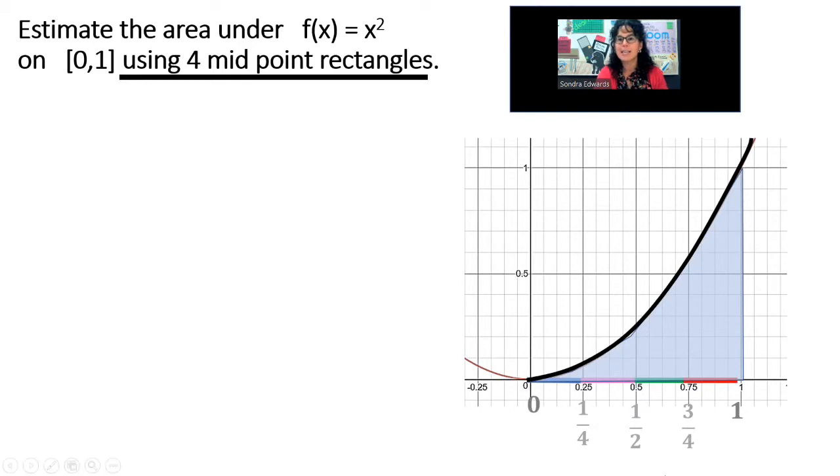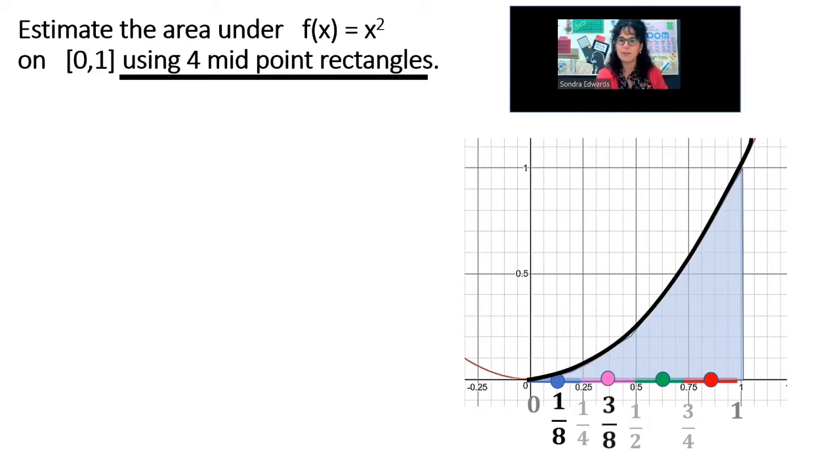Okay, but we've got to get the middle of each one of these pieces to substitute in to generate the height. If you want to find the middle of 2 numbers, just remember that you add them together and then divide by 2. Most of you can look at this and say, oh, it's 1/8. But again, if your numbers are a little bit more challenging, remember you can go 0 plus a fourth divided by 2, and that is 1/8.